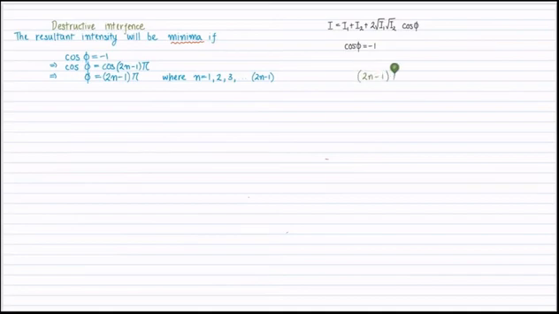Suppose 2n minus 1 times pi, for n equals 0, your angle phi will be how much? 2 multiplied by 0 is 0, and this will be minus 1 times pi. This will be minus pi. And look here, what is cos of minus pi?